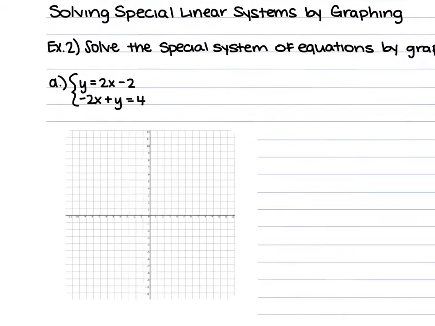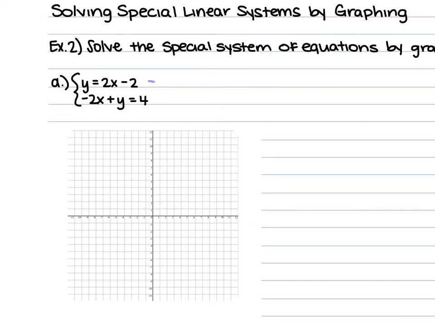So if we do our first line here, we are going to do negative 2 on the y-axis and then go up 2 to the right 1, up 2 to the right 1. Do that for the rest of your coordinate plane, going to the right and the left of the first point, and then draw your line.